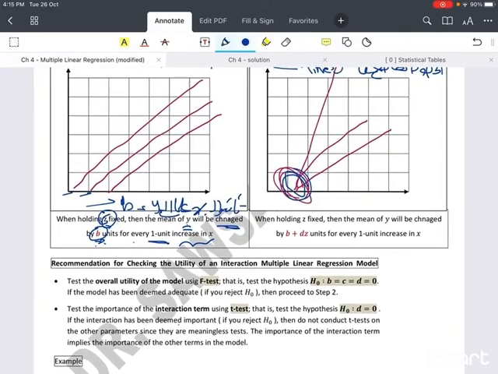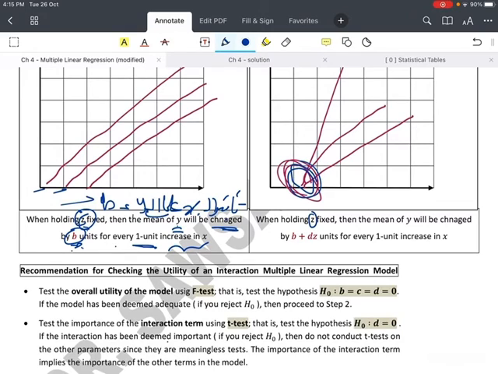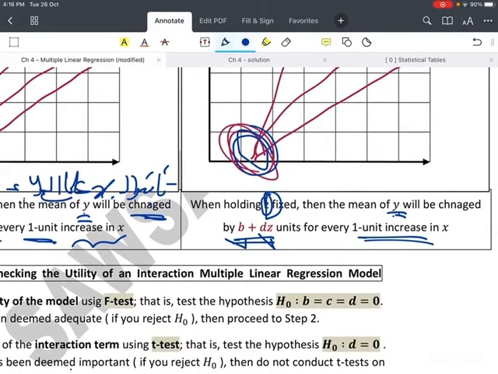But when holding z fixed, لما أثبت z then the mean of y will change by b plus dz. فهني في الانتراكشن وش بصير لما أثبت z؟ الواي بتتأثر بالبي زائد الدي زد. Units for every 1 unit increase. يعني تأثير الاكس، الزد ثابتة، فالاكس هي اللي بتأثر على الواي، بس بتأثر عليها بالبي زائد الدي زد. اوكي، البي زائد الدي زد.